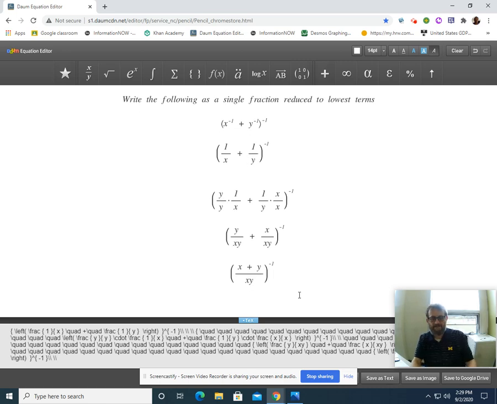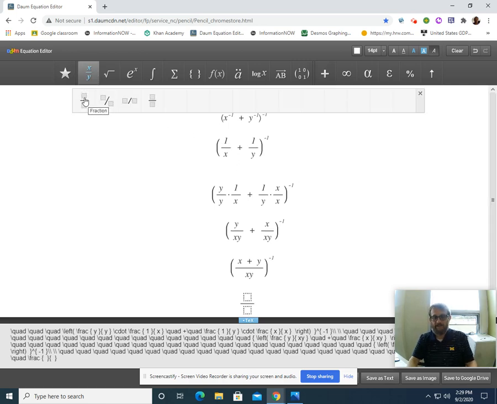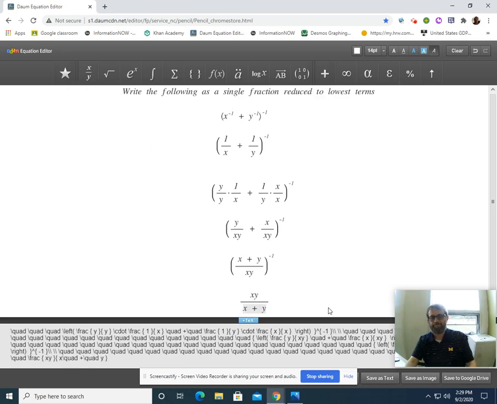Now, we have one step left. And all that step is recognizing that we have a negative 1 exponent. And the negative 1 exponent, right back to here, just means reciprocal. So we have our fraction, and we simply flip it over. We're done. That's our answer. x times y over x plus y.